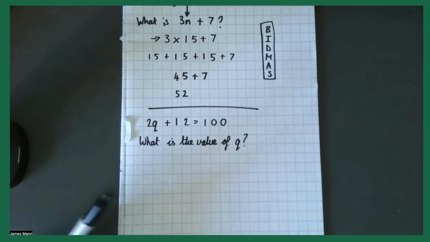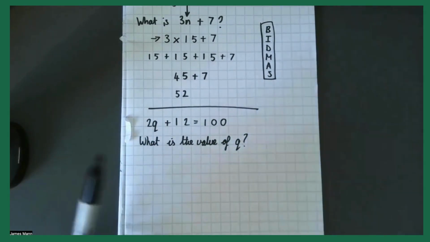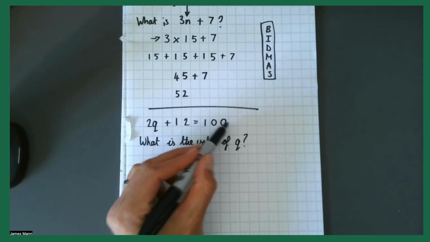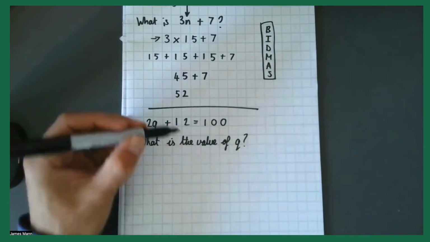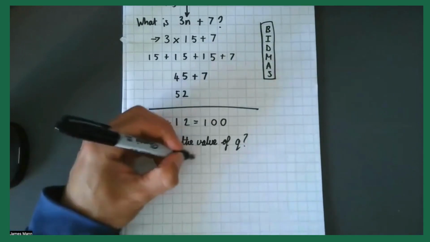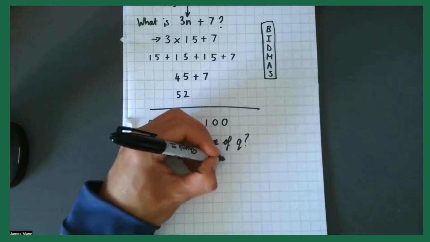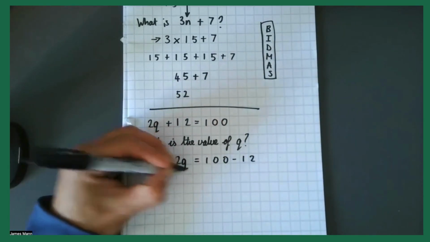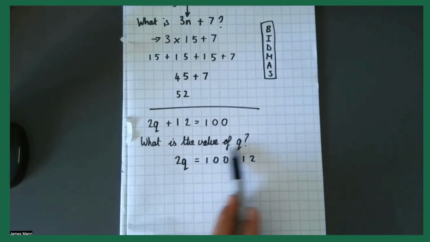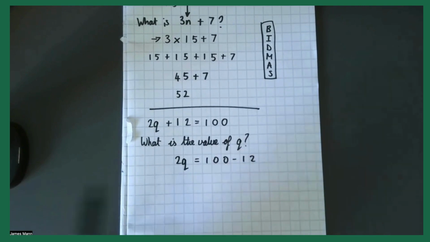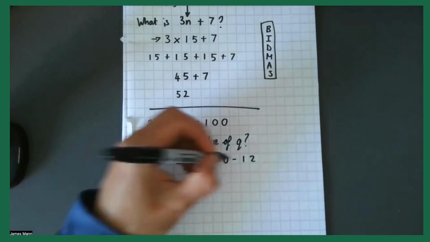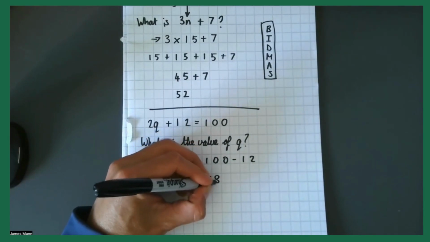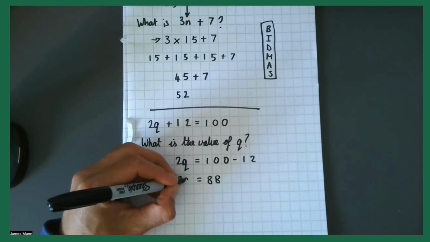So if we think of a balancing scale, if we do something to one side, we need to do the opposite to the other. So to move the addition over to this side, what we actually have to do is take away 12 from 100. So it now looks like this. 100 take away 12 equals 2q. I've deliberately talked about it from the right side first to the left side. So they are equal. Let's do that sum together. So we've now got 88 on this side, and we've got 2q here.